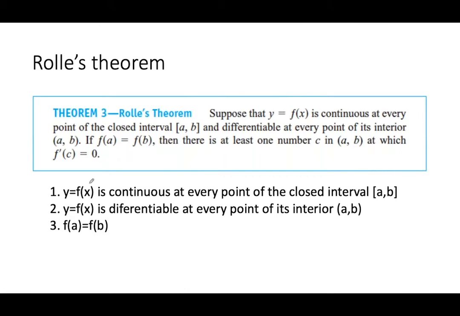So first it is said that we have three hypotheses here. First one is f of x is continuous at every point of closed interval [a, b], and it is differentiable at every point of open interval (a, b), and f of a is equal to f of b. Then we can say that we have at least one c in (a, b) at which f prime c is equal to 0. Why do we say we have at least one c?